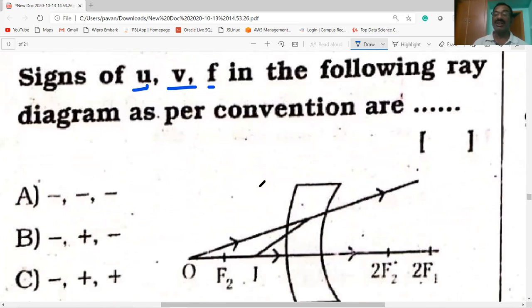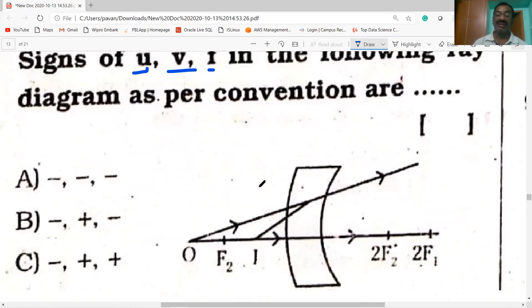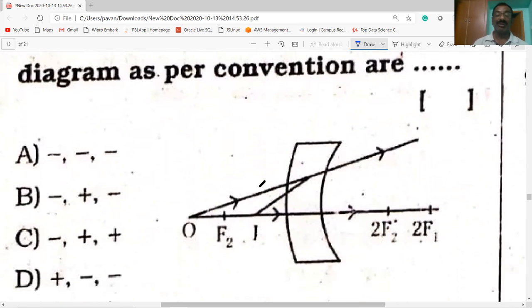Next question on the screen: signs of u, v and f in the following diagram as per convention. Tell me, where is the object? It is the object, so u is negative. It is the image.